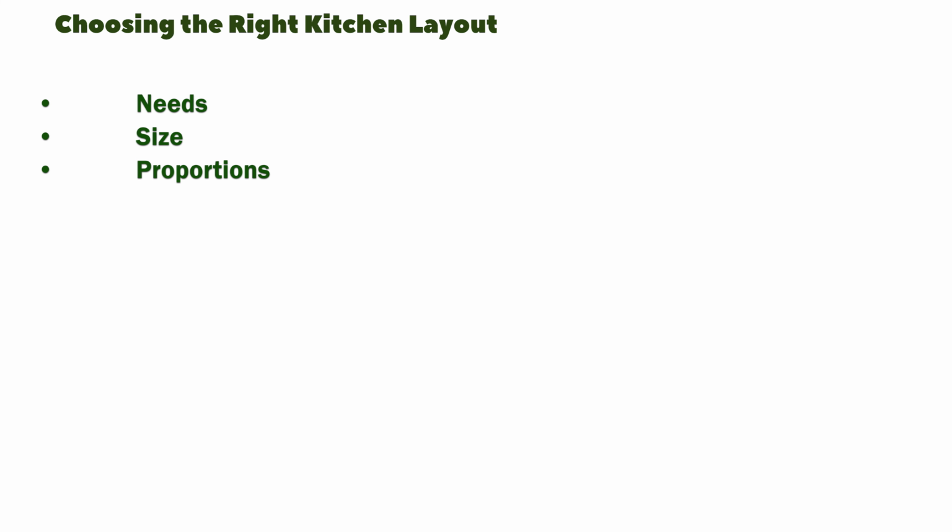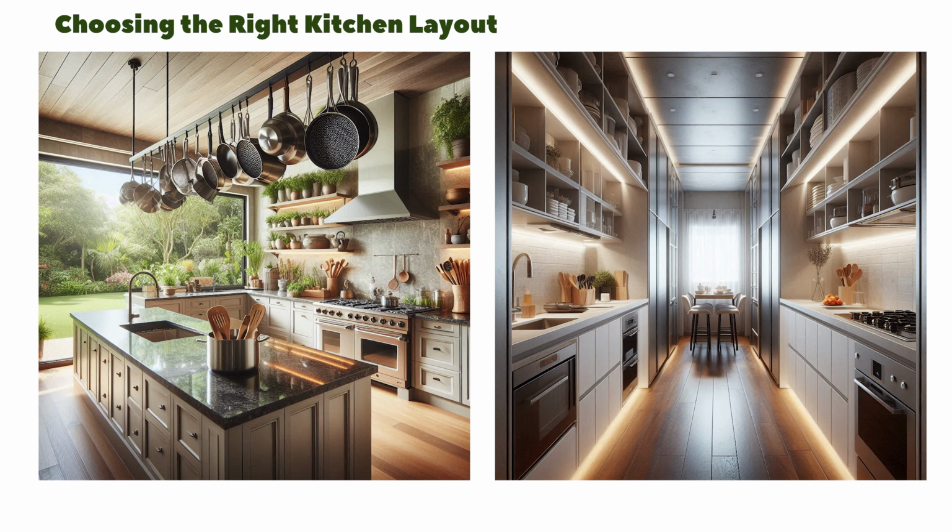Choosing the right kitchen layout depends on your specific needs as well as the sizes and proportions of your home. For example, a U-shaped kitchen might be ideal for a large open-plan space, while a galley kitchen might be better suited for a smaller, more compact home.